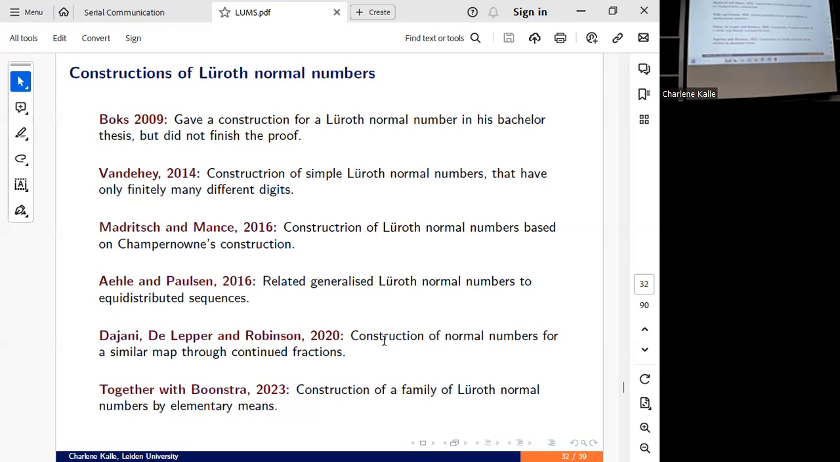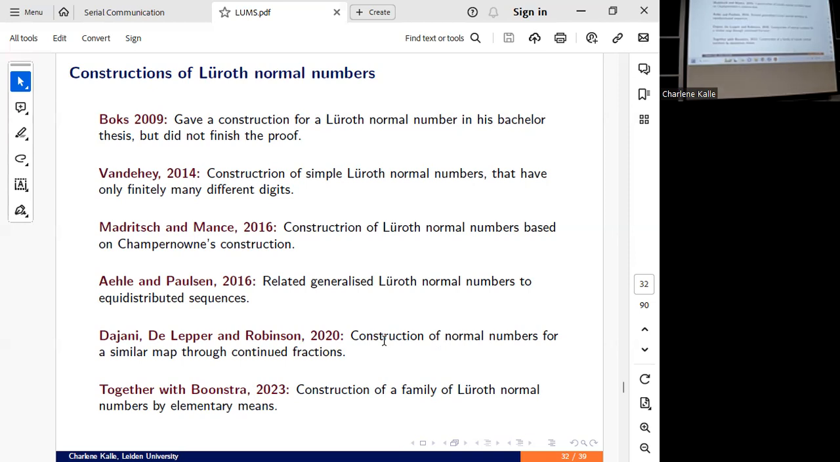This is a construction of a similar type, but not for the Newland map that I showed you before. And this works through continued fractions. And then with my master student, Afko Boomstra, we managed to find a construction for the Newland map and some generalizations of it by quite elementary setup. I think I'm out of time or not.